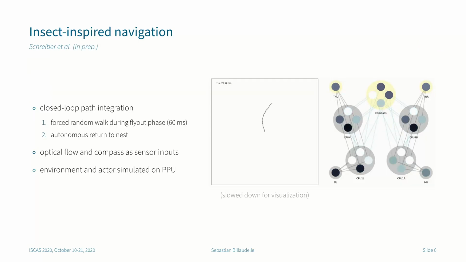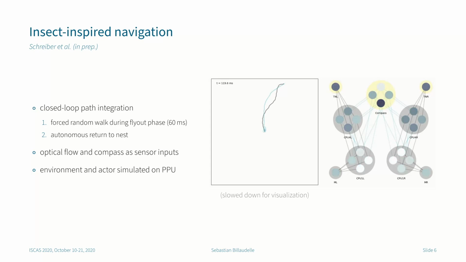Another closed-loop experiment was recently implemented by Corbinian Schreiber. A corresponding publication is in preparation. It discusses a path integration network, here shown on the right-hand side, which is inspired by respective circuits in the nervous system of insects. The network receives a simulated optical flow as well as the orientation of the insect. In this network graph, these inputs are shown in yellow.